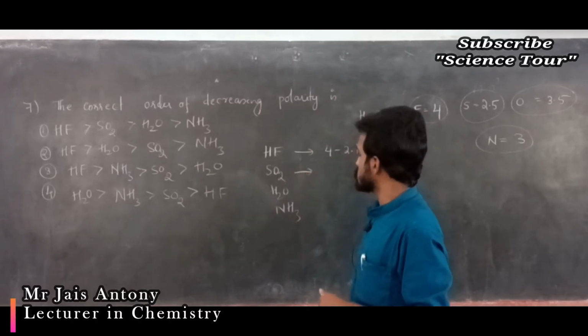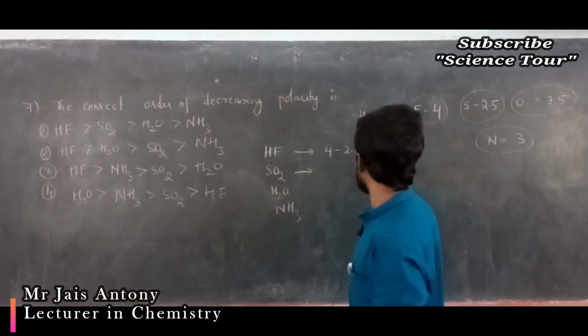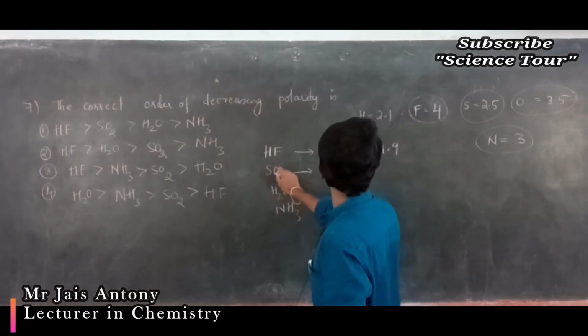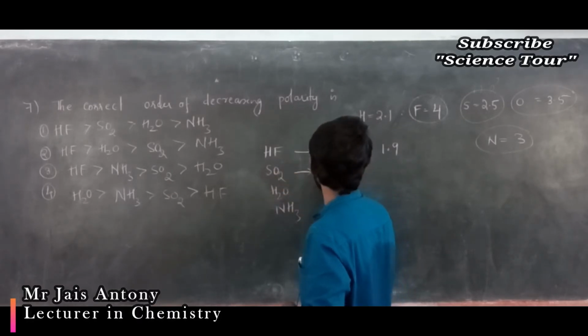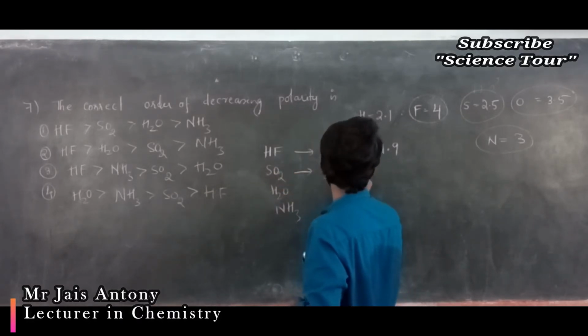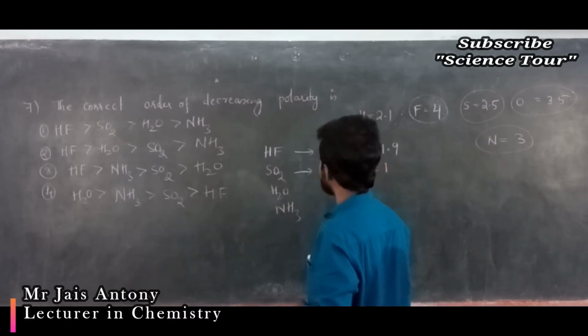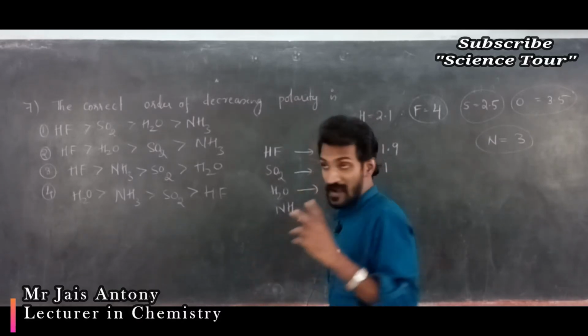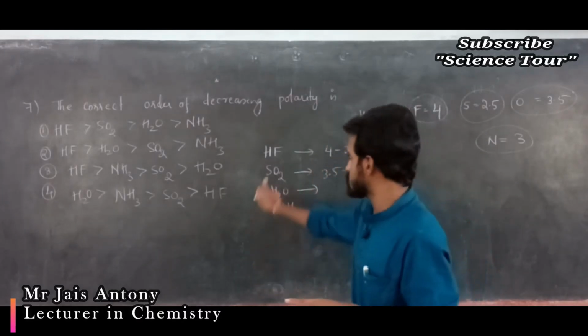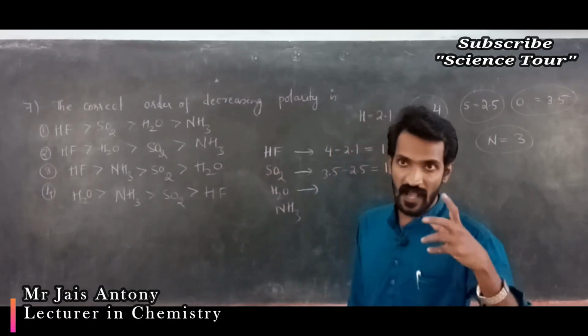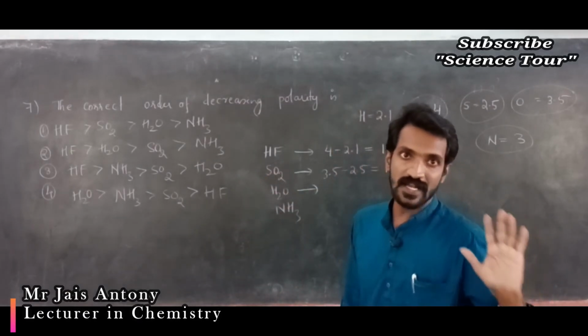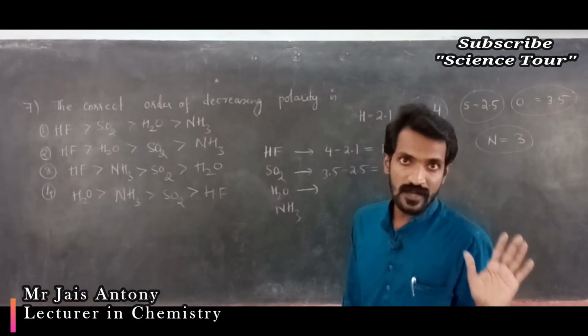My dear students, next is sulfur dioxide. Sulfur and oxygen electronegativity is how much? Oxygen is 3.5. Sulfur is 2.5. So it is 1. You have to find the difference in electronegativity: this atom minus this atom, the highest minus the lowest. That is the electronegativity difference. Clear?